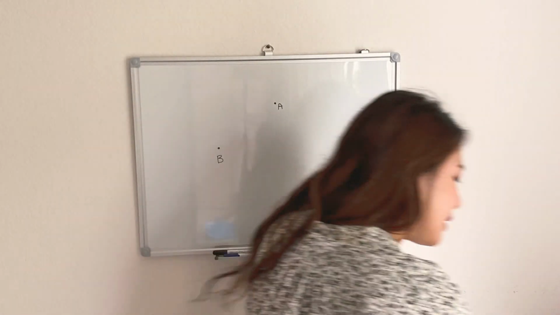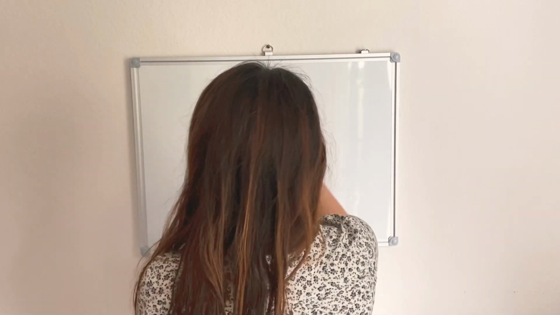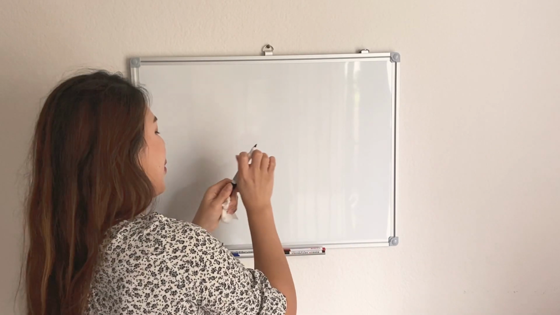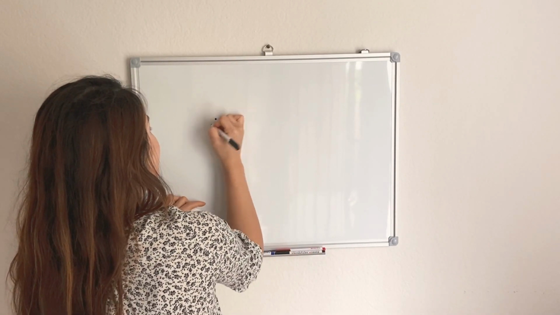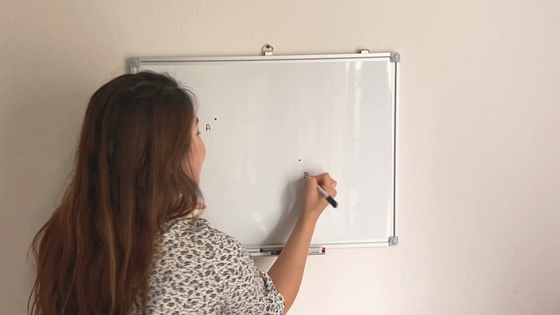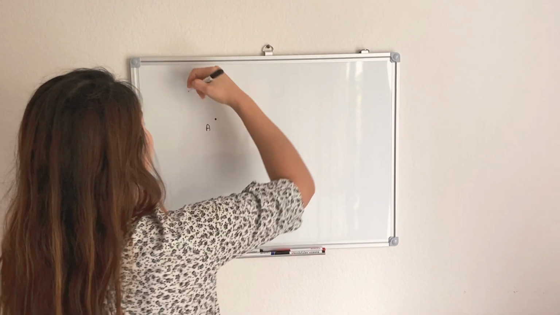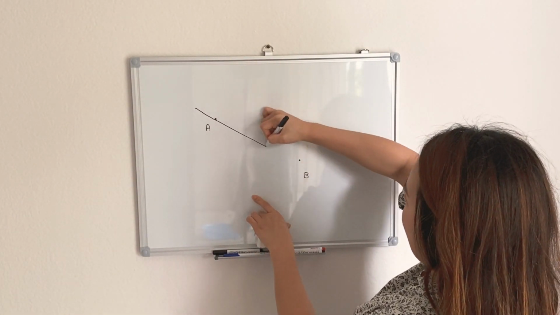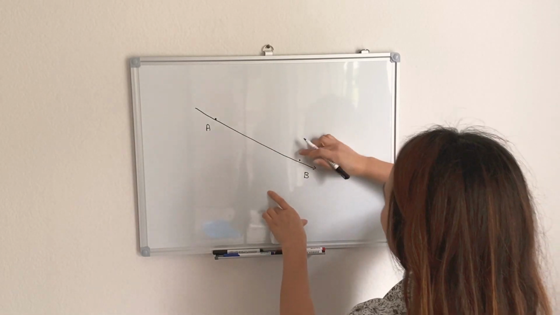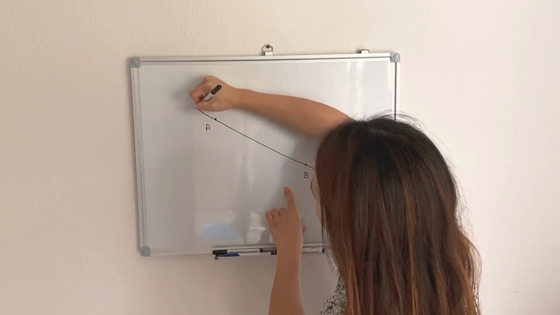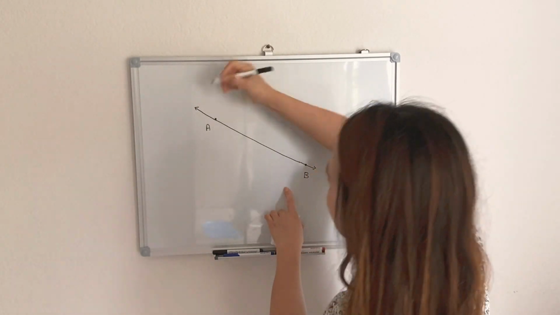Alrighty, now let's move on to a line. So I'm going to have point A and point B again to help me. Point A and point B. And I'm going to draw a line going through A and B. Whoops, let me fix my point B. And arrows on the side.